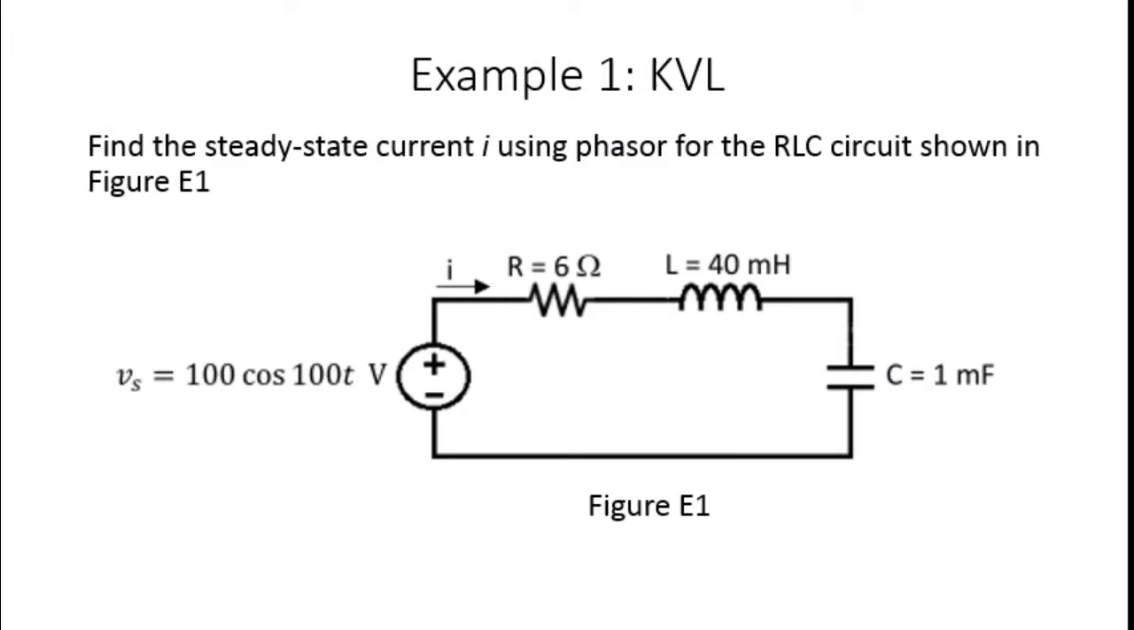Example 1 is on KVL. But before that, since the KVL concept is used in mesh analysis, I will not show examples on mesh analysis. In this example, you need to find the steady state current I using Phasor for the RLC circuit in figure E1. So let us see how to solve this circuit.